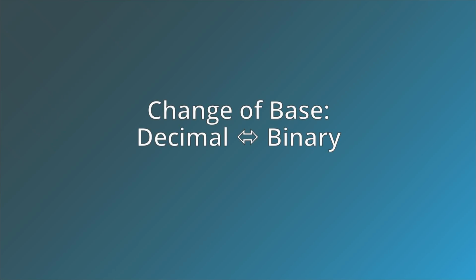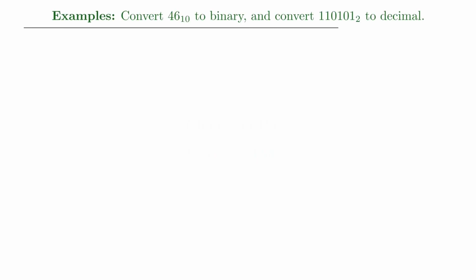In this video, we are converting numbers between base 10 and base 2, looking at change of base between decimal and binary. In this example, we're going to convert 46 from decimal into binary and convert 110101 from binary into decimal. So, starting with the conversion from decimal to binary.